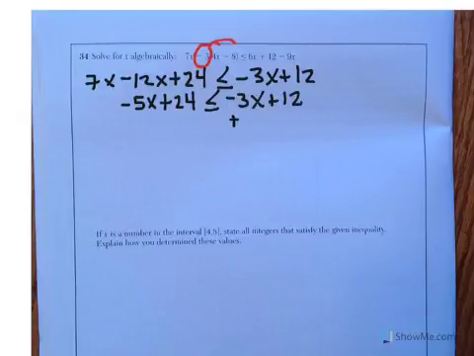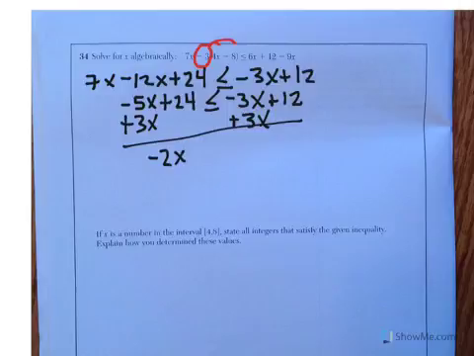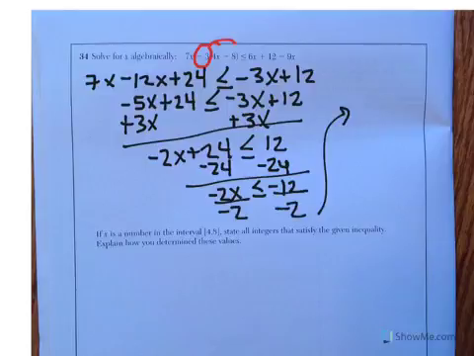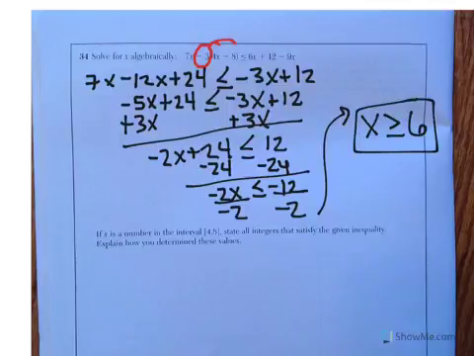I always like to have my x's on the left-hand side of the inequality, so I'm going to add 3x so that my x's will be on the left. I'll have negative 2x plus 24 less than or equal to 12. Then I'm going to subtract 24 from both sides to get my x's alone. I'm left with the negative 2x is less than or equal to negative 12. I have to divide by negative 2, which means that I'm going to flip my inequality because I'm dividing by a negative. So x will then be greater than or equal to 6. This is my answer for the first part of 34.